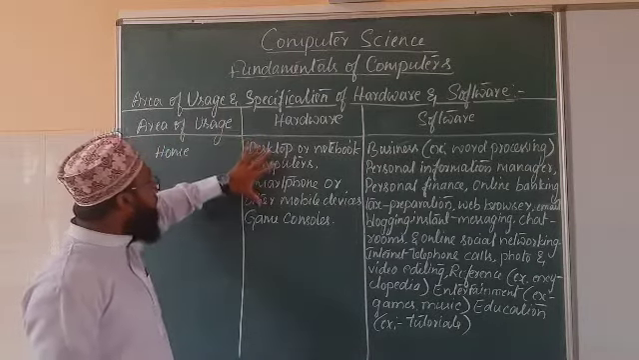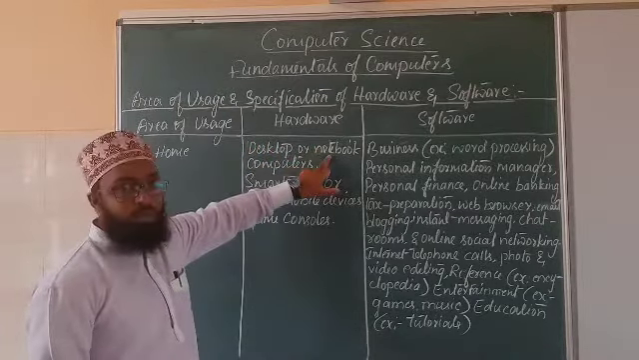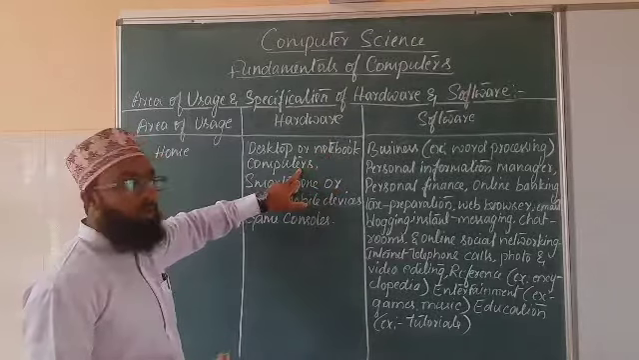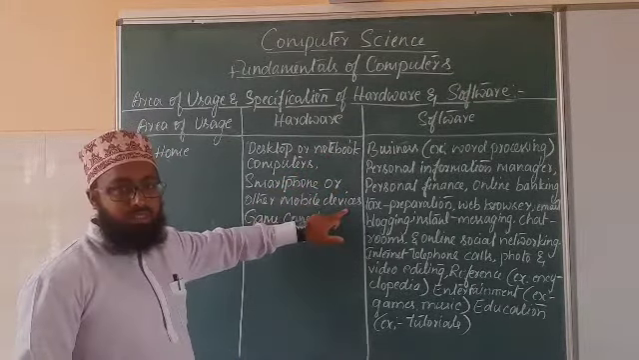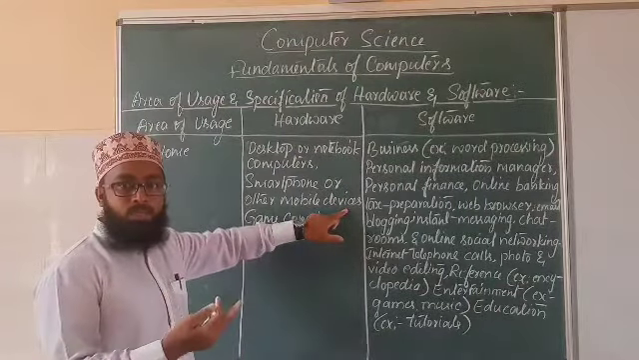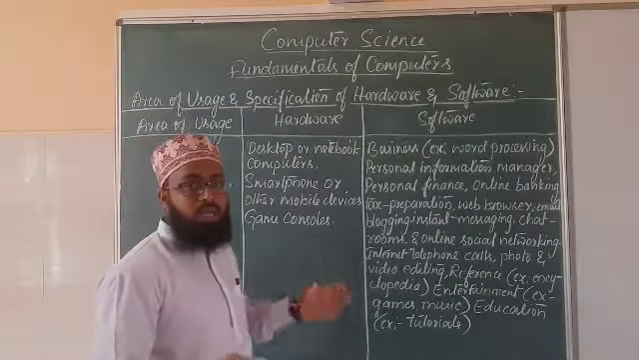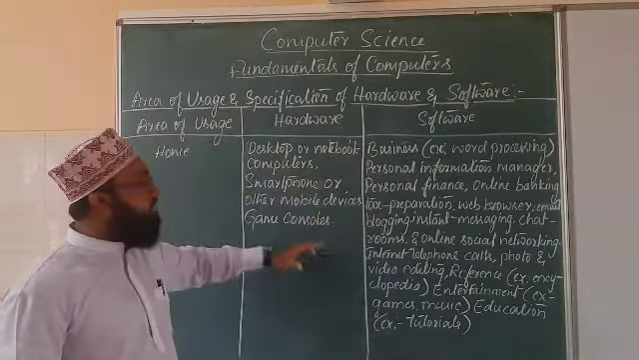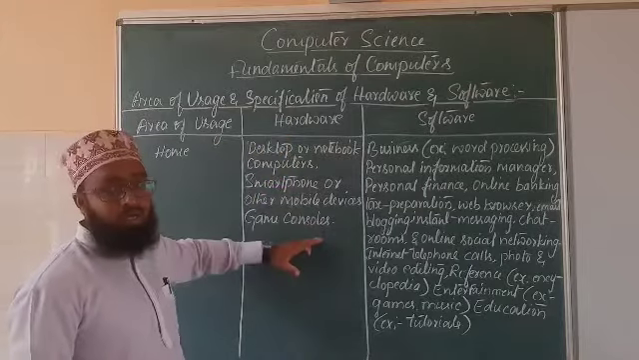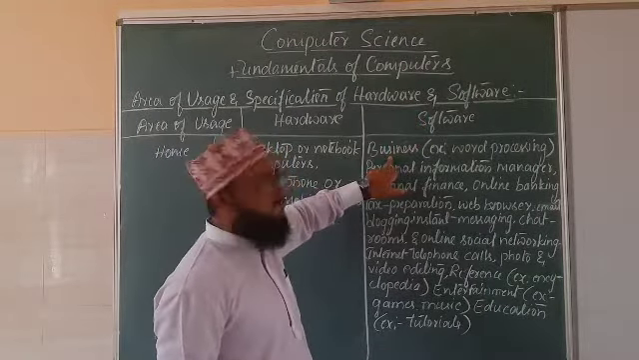Hardware means what type of computers are needed, either a desktop or a notebook, that is a laptop, or a smartphone, mobile phone, or other mobile devices like a tab. Then game consoles, okay, game playing tools. These are the things needed for home as hardware. And as software, what are the things needed?